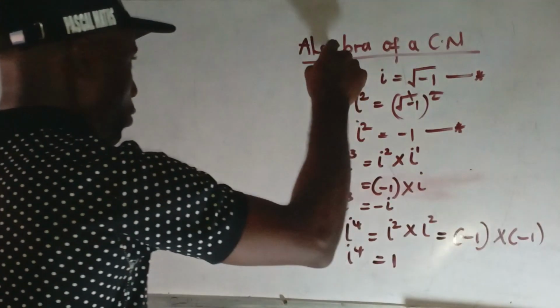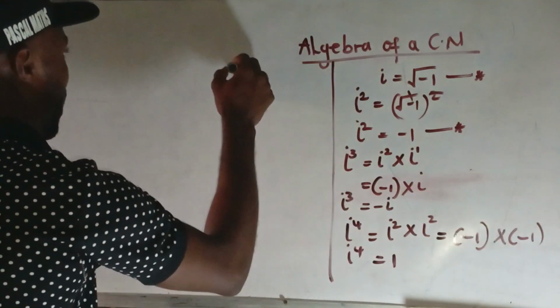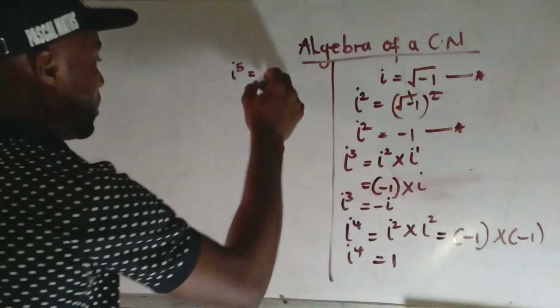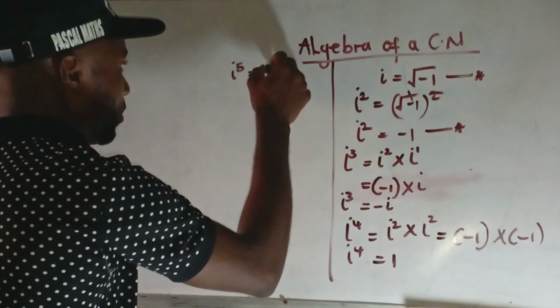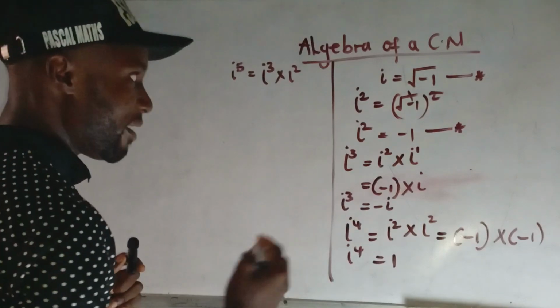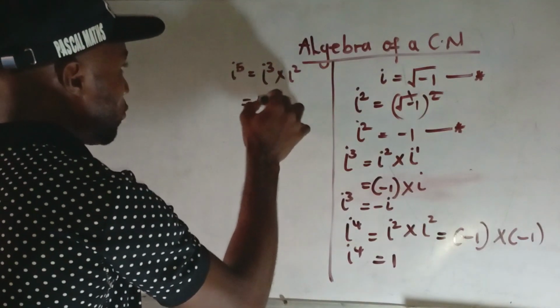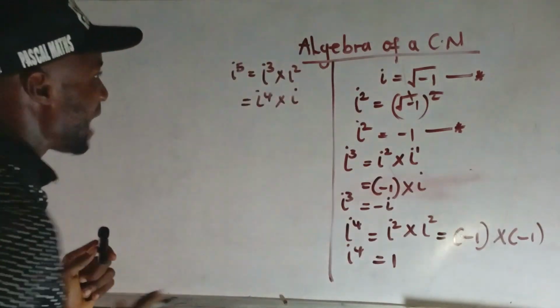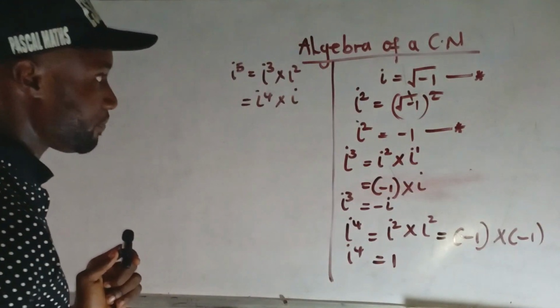So let's move to operator i to the power 5. i to the power 5 is equal to, you use the law of indices again. You can use 3 and 2. You can also use 3 times 2. You will still arrive at the same answer. Or you use 4 and 1. This is 4 and 1. You still arrive at the same answer.